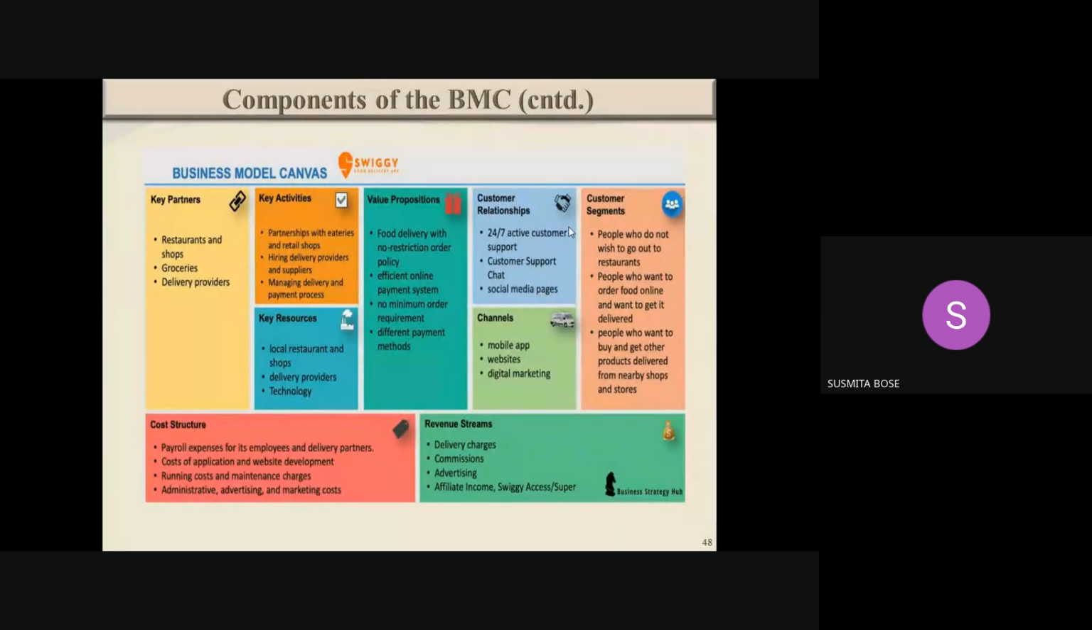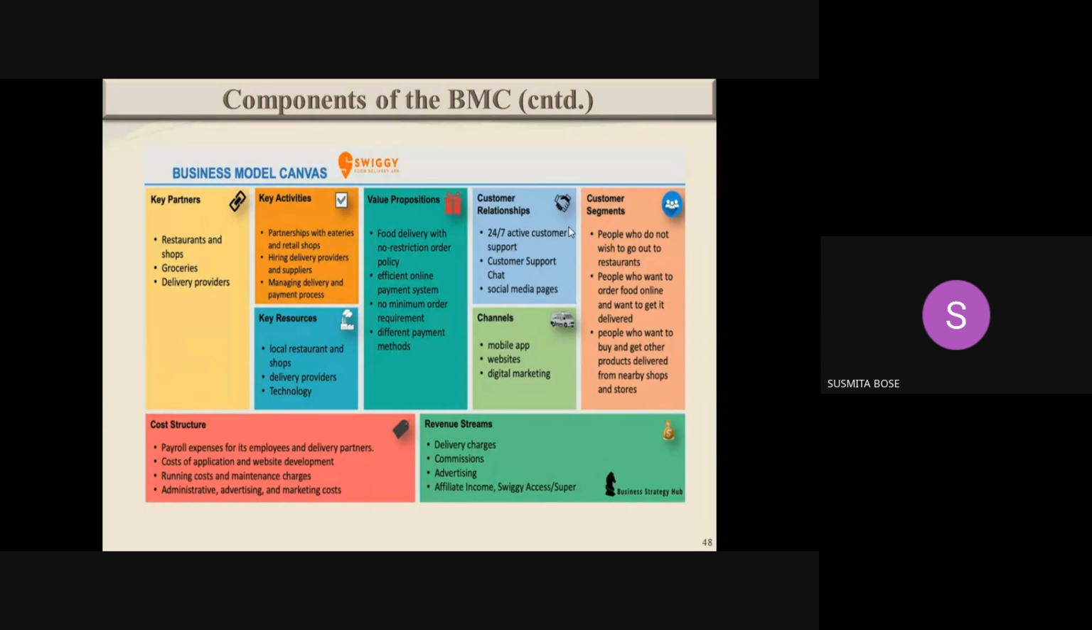So this is the BMC of Swiggy. In real life, it's there. In the customer segments, what they have noted down: people who do not wish to go out to restaurants. Swiggy means home delivery. I'm talking about people who want to order food online and want to get it delivered. People who want to buy and get other products delivered, like now Swiggy delivers groceries and other products also. It is not only food delivery from restaurants, now they are delivering all kinds of stuff. So people who want to buy and get other products delivered from nearby shops and stores.